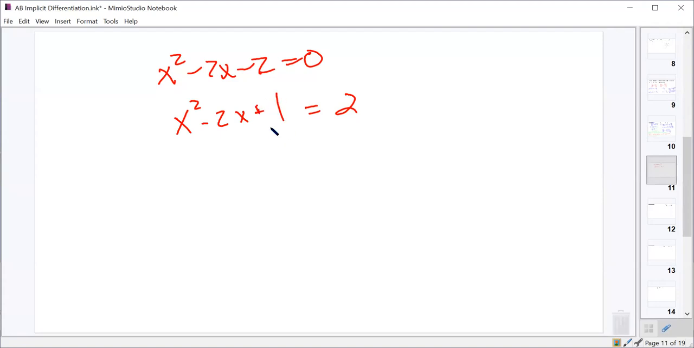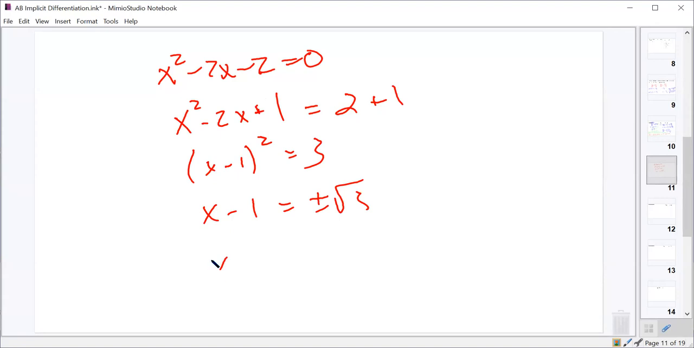That's right, a 1. We'll add a 1 to this side. If we add a 1 to one side, we have to add a 1 to the other side. You all are familiar with completing the square, right? A lot of silence out there. You guys know how to complete the square? Yep. Okay.